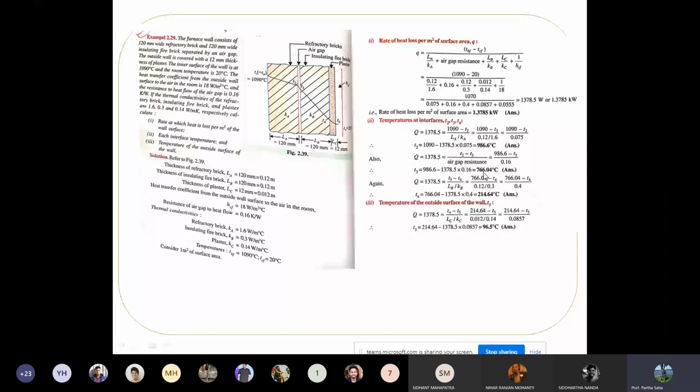Finally, T3 and T4 you can calculate from between this layer. 1378.5 equals (T3 minus T4) divided by LB by KB. You have already calculated T3. You substitute that and then solve for T4. So this will be 214.61. Then finally, T5. You have to find T5 for the plaster. (T4 minus T5) divided by LC by KC will be equal to Q. You have calculated T4, then you solve for T5 and get 96.5. I hope you understand.